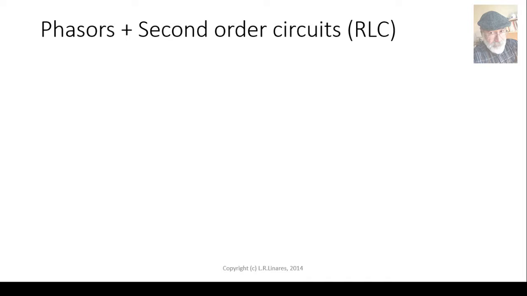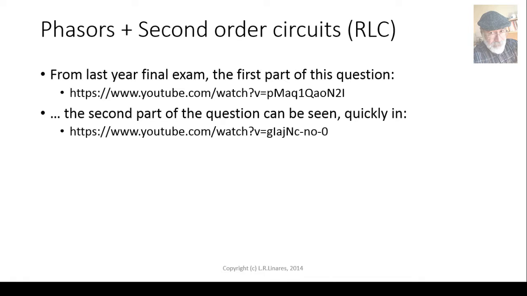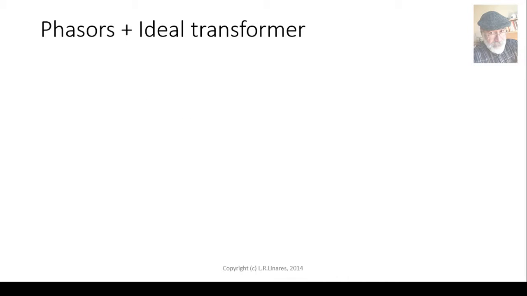In this case, instead of repeating what I have already done, let me refer you to existing videos from last year's final exam. There was a question that combined phasors, sinusoidal sources, and a second-order circuit. It had two parts. The first part of the solution is on that video there, and the second part of the question can be seen in this other video over here. Please go there and watch. But we're not done. Let's talk about phasors and ideal transformers.